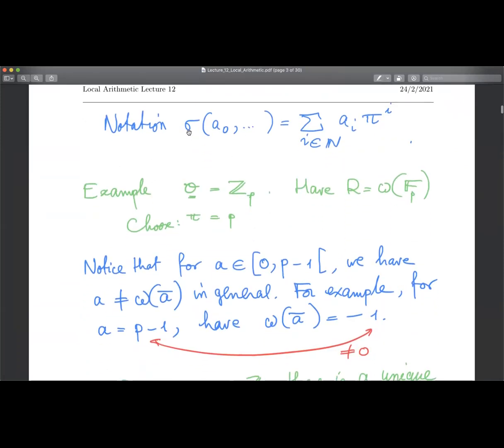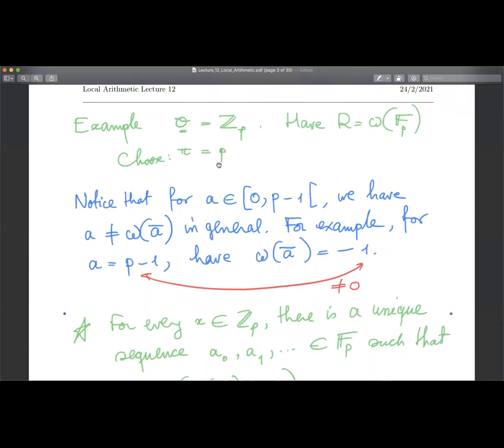So the notation for this, the image of this sequence A0, A1, all the way up to infinity, this sigma of this sequence, is denoted by this notation here on the right. This is sigma, the sum over i in N of Ai pi to the i. Okay, so this is a very reasonable notation for this element.